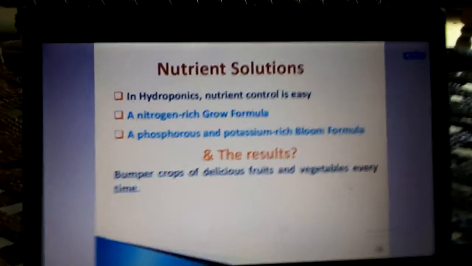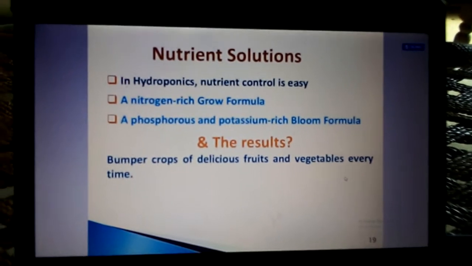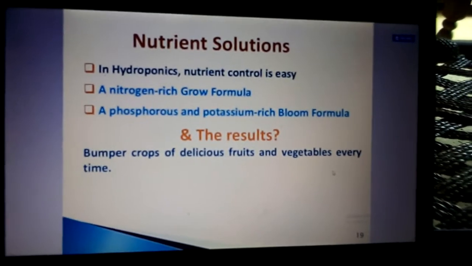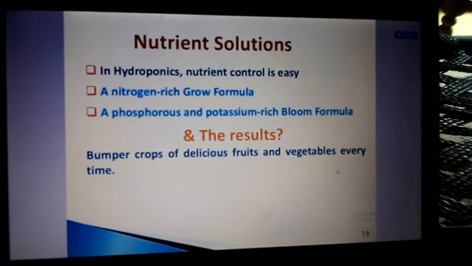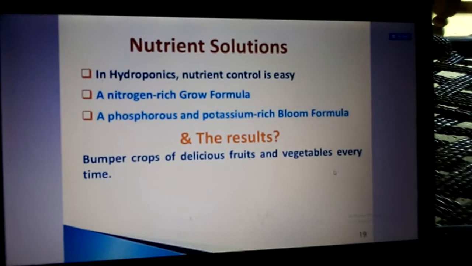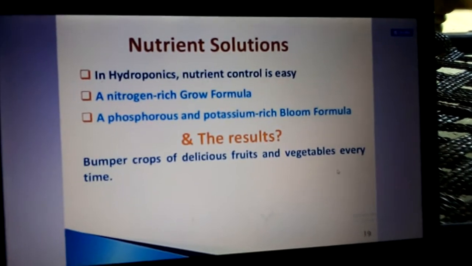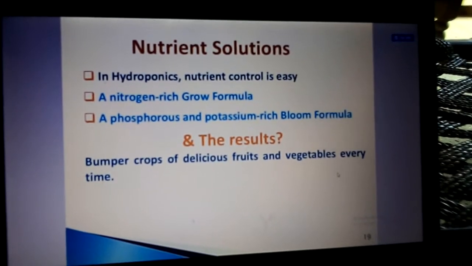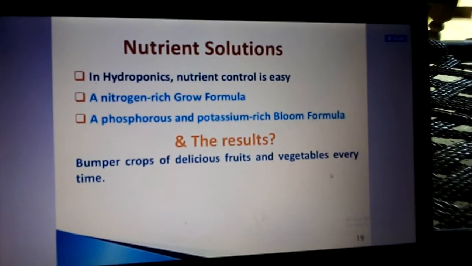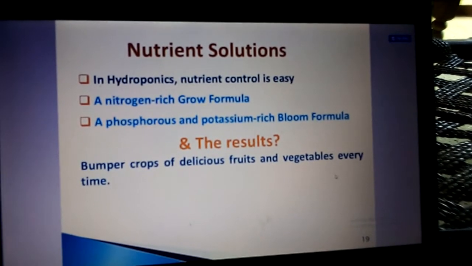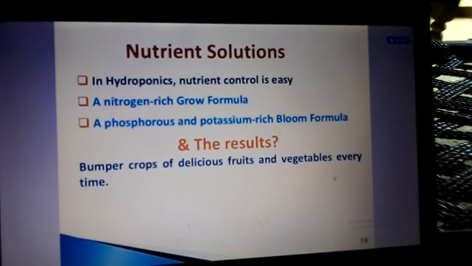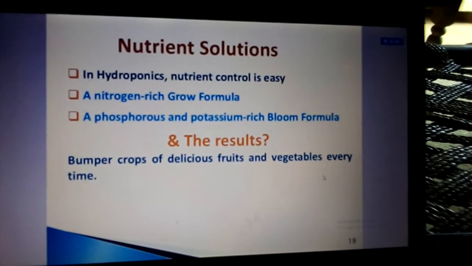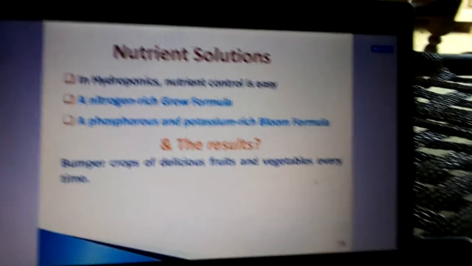The fourth heading is nutrient solution. What is the nutrient solution used in hydroponics? In hydroponics, nutrient control is very easy as compared to how we control it in the soil. It is a nitrogen-rich grow formula, and a phosphorus and potassium-rich bloom formula. As a result of this, we can get a bumper crop of delicious fruits and vegetables every time.